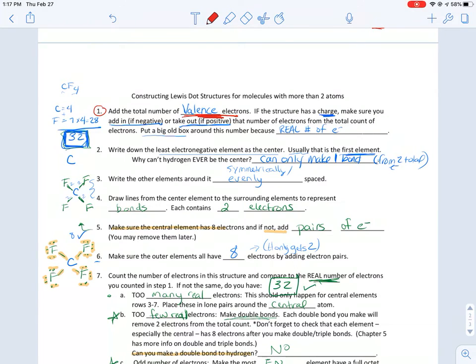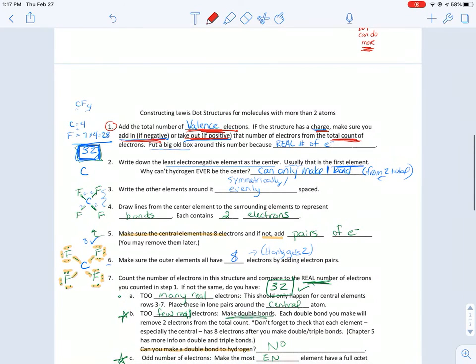So keep that in mind. Those are the valence electrons, and we're going to add them up. If it has a charge, you would add more in if it's negative and take some out if it's positive. That number of electrons is going to come from your total count. So you're going to count everything, and then if you have a charge, you'll either add in or remove some. You want to put a big old box around it because that is the real number of electrons.